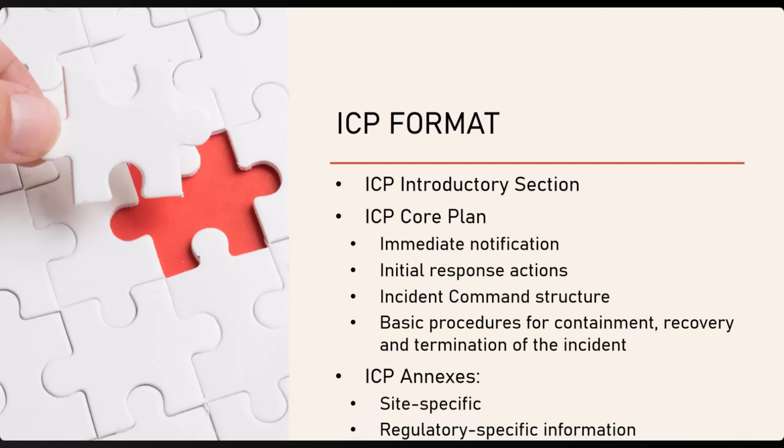The last part of the ICP is the supporting annexes. These annexes include detailed, site-specific or regulatory-specific information such as facility diagrams, chemical inventories, training schedules, and inspection procedures required to meet specific regulations. Annexes are not meant to duplicate information that is already contained in the core plan, but to augment core plan information.